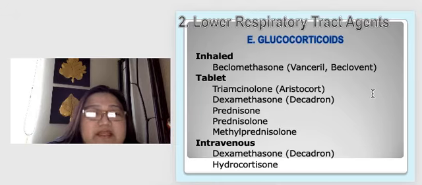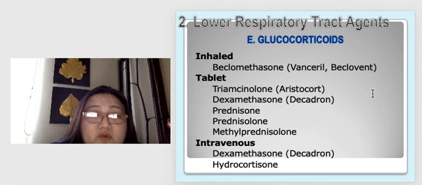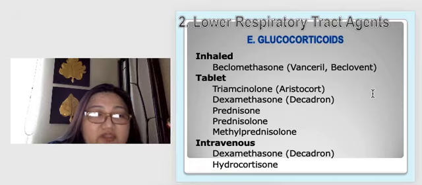What are those? Inhaled is again beclomethasone. May mga tablets, triamcinolone, dexamethasone, prednisolone, and methylprednisolone. And yung mga IV naman, preparations of dexamethasone and hydrocortisone. So all prevent or manage the inflammation of the airway, because again, as I've said earlier, with asthma or with bronchitis, isa yung inflammation ng lower airways sa dahilan kung bakit nagkakaroon ng pagsikip ng daluyan ng air.